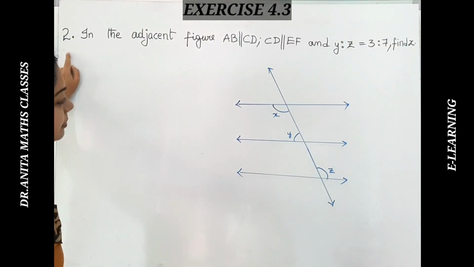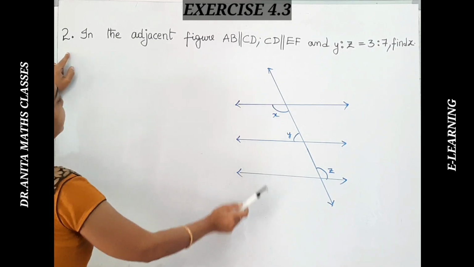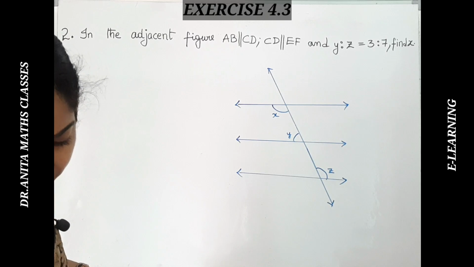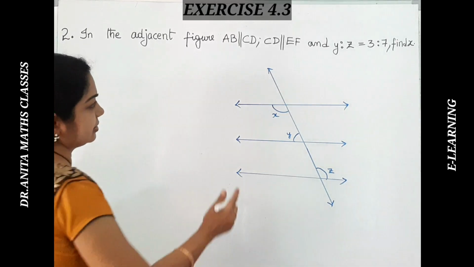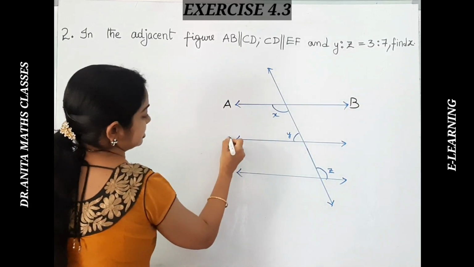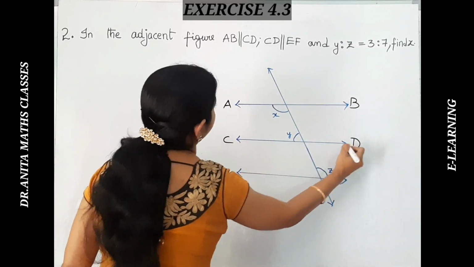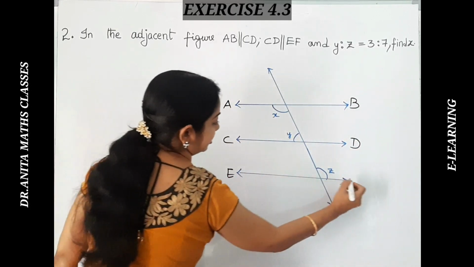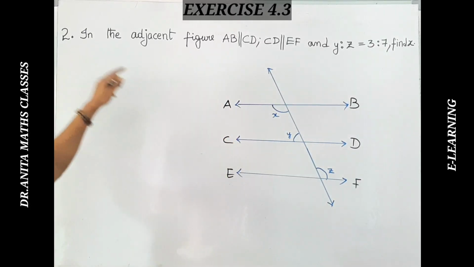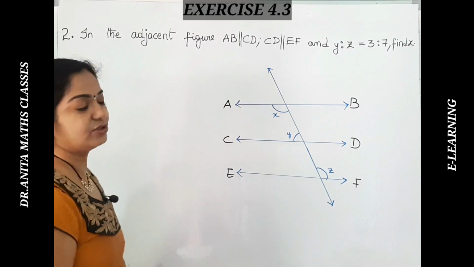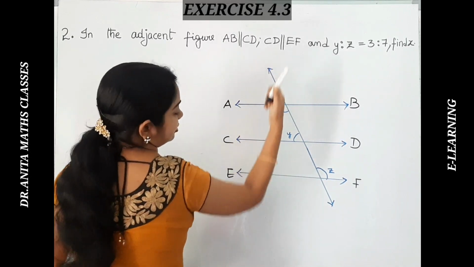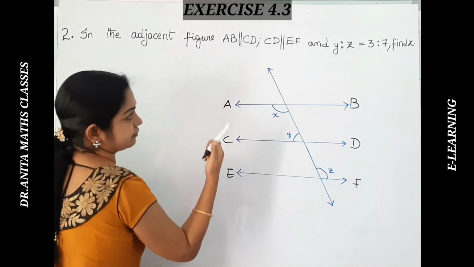Now the second problem. I have drawn the diagram here, and in the diagram it is given, there are lines AB, CD, and EF. See here, in the figure, AB is parallel to CD, and CD is parallel to EF.